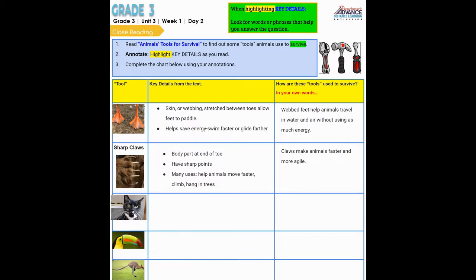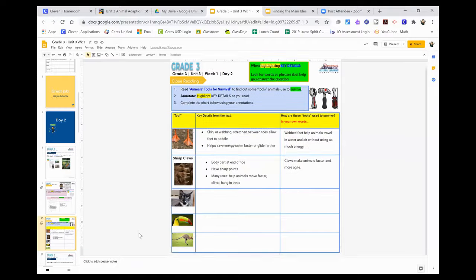You need to read the section called whiskers, the section called large beaks, and the section called long tails. You will highlight key details from the text. Once you are done highlighting, you will come back into the chart, jot them down, and then in your own words, tell me, how do the whiskers help these animals survive? How do large beaks help animals survive? How do long tails help these animals survive?